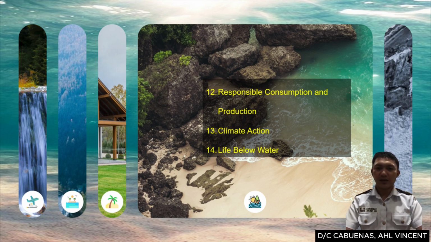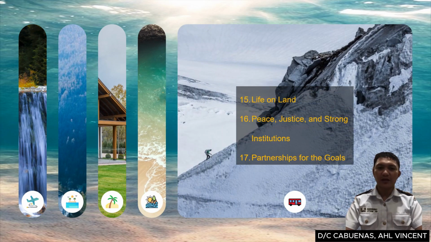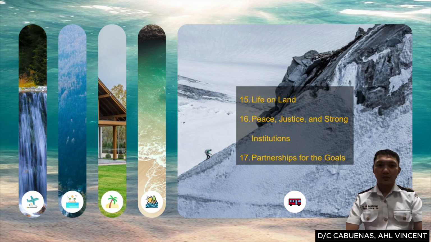14, life below water. Conserve and sustainably use the oceans, seas, and marine resources for sustainable development. 15, life on land. Protect, restore, and promote sustainable use of terrestrial ecosystems, sustainably manage forests, combat desertification, and halt and reverse land degradation and halt biodiversity loss.